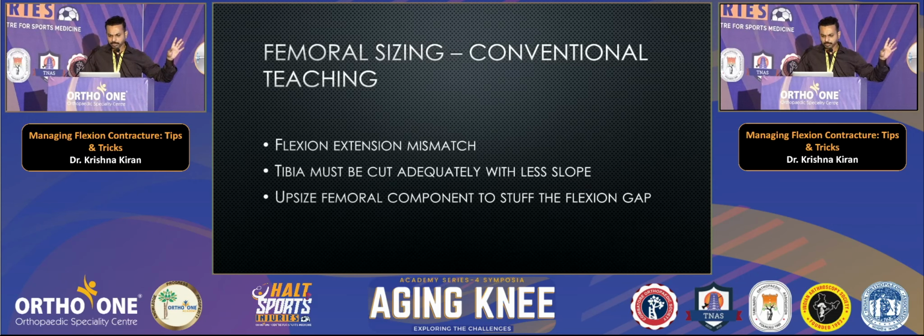Why? I'll come to that point. You just be with me on that particular point. For femoral sizing, the conventional teaching is that you must cut the tibia with less slope and upsize the femoral component to stuff the flexion gap, because there is a flexion extension mismatch. In a flexion deformity, what happens? The flexion gap is larger, extension gap is lesser. That is why you want to overstuff the flexion gap by reducing the slope, upsizing the femoral component, and try and balance the extension gap by additional resection of the distal femur.